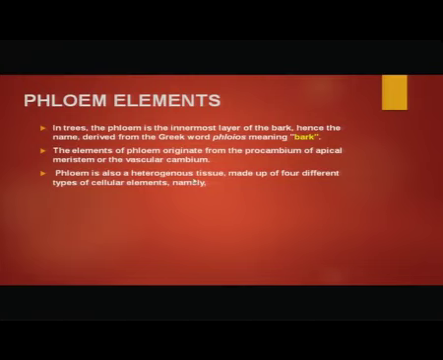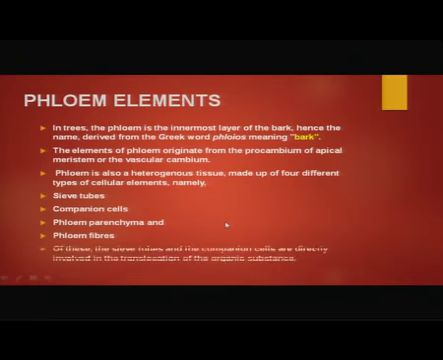Phloem is also a heterogeneous tissue, that is a complex tissue, that is what we are discussing. It is made up of 4 different types of cellular elements, namely sieve tubes, companion cells, phloem parenchyma and phloem fibers. Let us take these one by one. Sieve tubes and companion cells are directly involved in translocation of organic substances, while these provide stability, structural maintenance and conduction of other things.